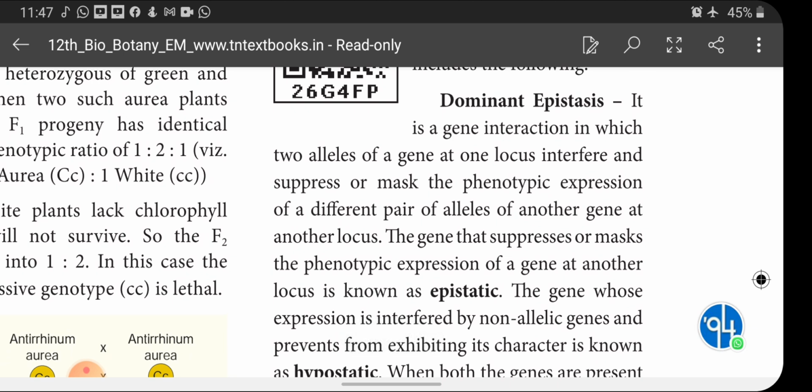Okay, what is meant by dominant epistasis? Dominant epistasis is nothing but when one pair of alleles present in some locus of the chromosome will suppress or mask the expression of the phenotype of alleles present in another locus. It is called what? Dominant epistasis.